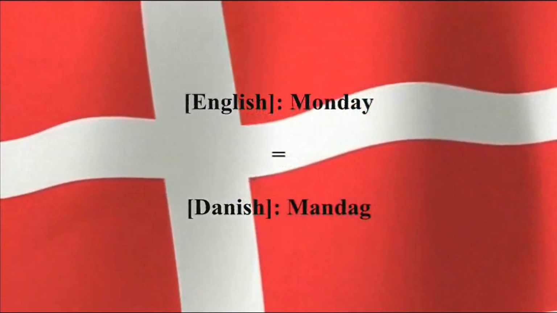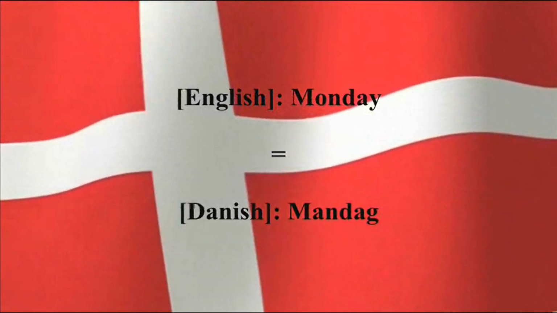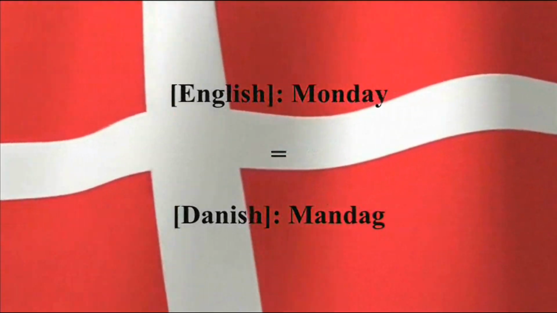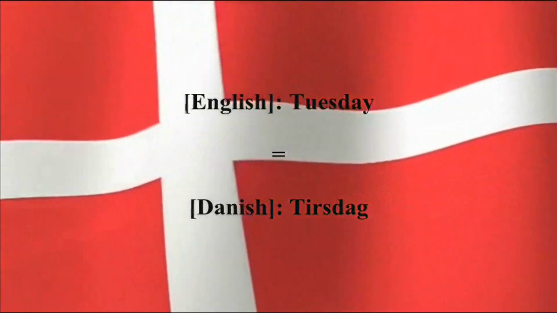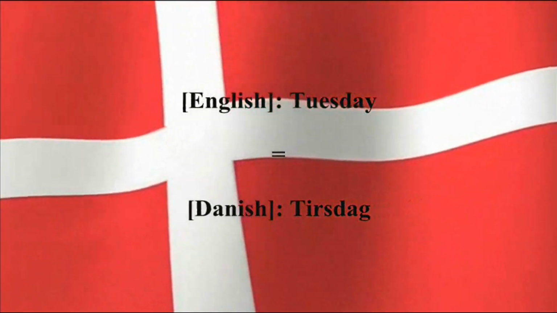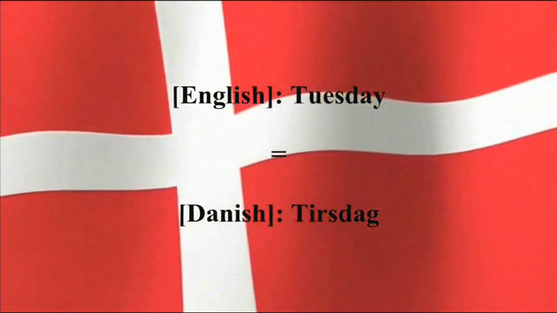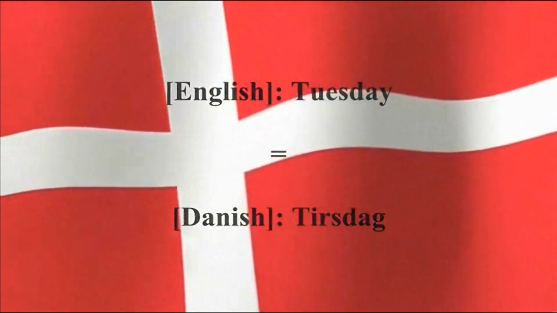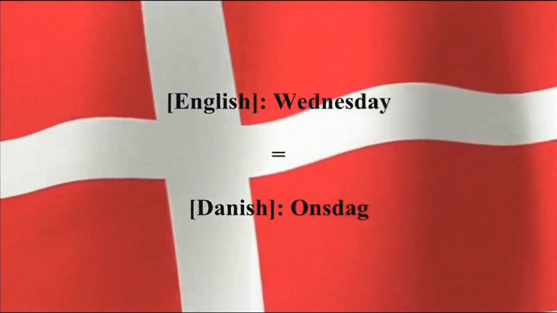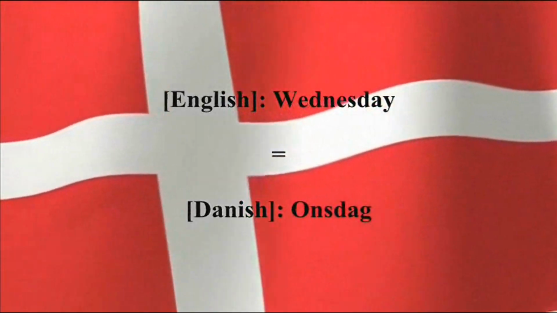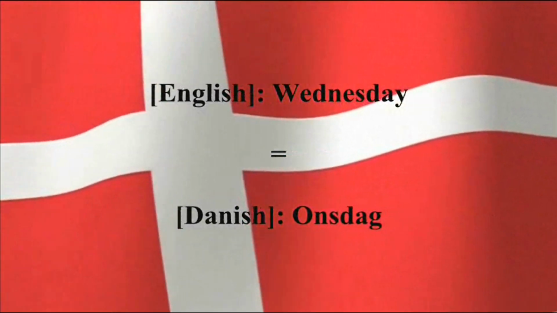Monday. In Danish we call it mandag. Mandag. Tuesday. In Danish we call it tirsdag. Tirsdag. Wednesday. In Danish we call it onsdag. Onsdag.